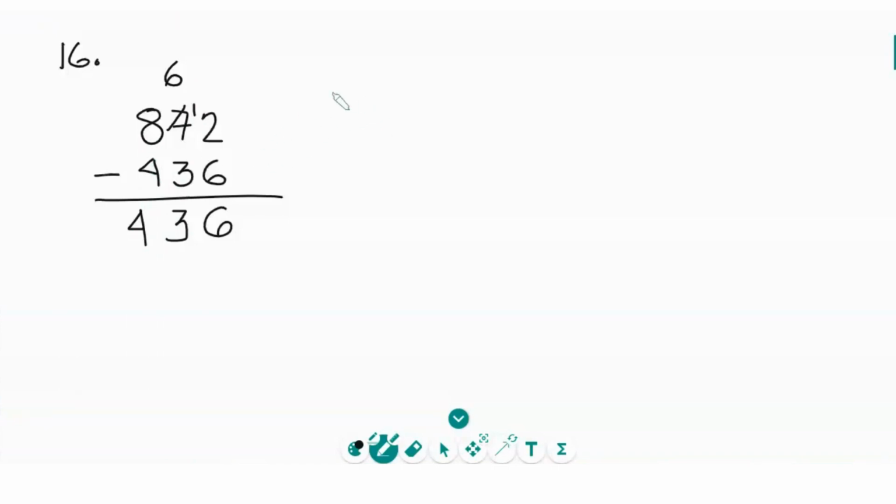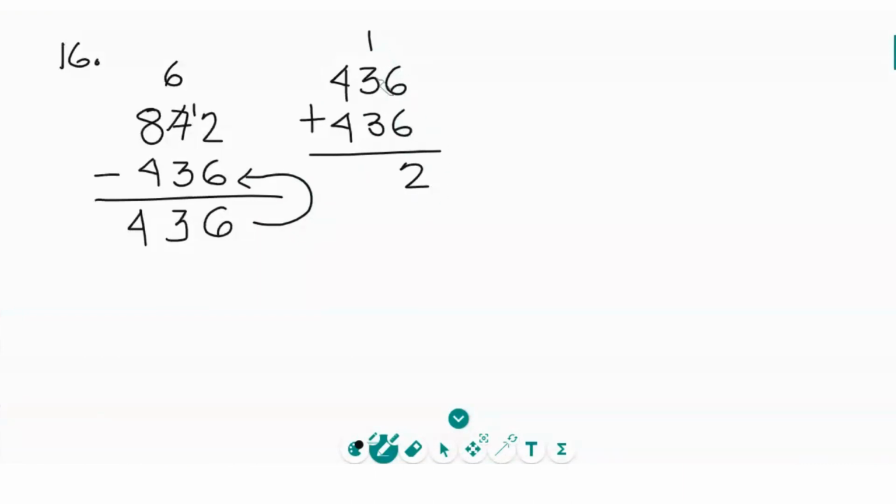436. Okay, let's check. So we have here 436 plus 436. So this one here, we're going to add it here. Okay, so 6 plus 6 will give us 12. Carry over 1. Now 3 plus 3 is 6. 6 plus 1, that will give us 7. And 4 plus 4 will give us 8. So we can also see 872 here. Therefore, our final answer is 436.